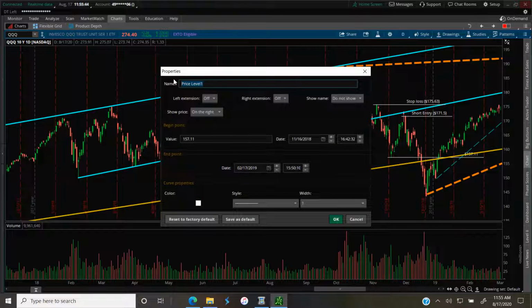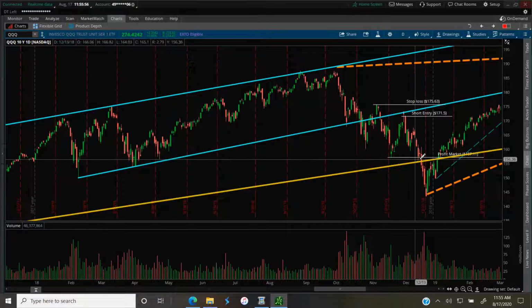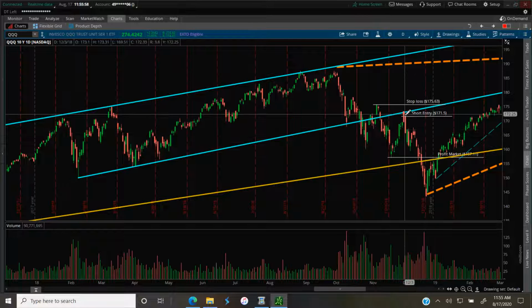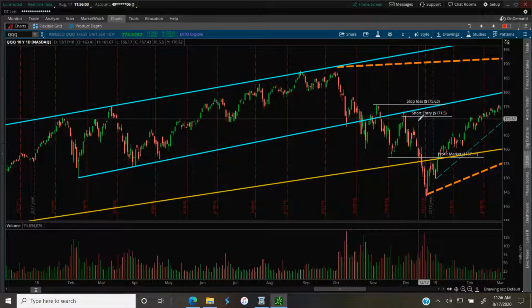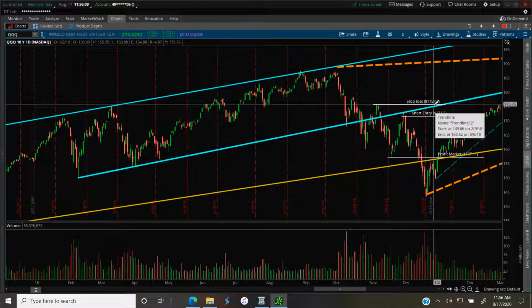Just to be safe. The whole goal is to take money out of the market, not to try to make every dollar out of the market. You take your profits around here. So this is your stop loss. Let's say you enter your short position around here, 171.5. Your stop loss is at 175.63. What does that mean?